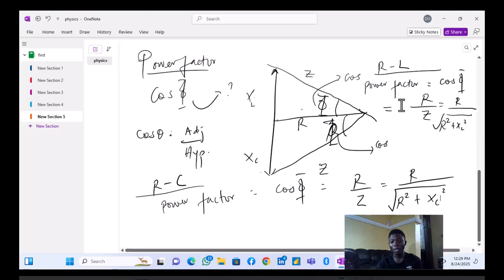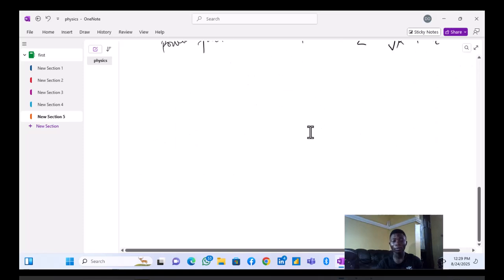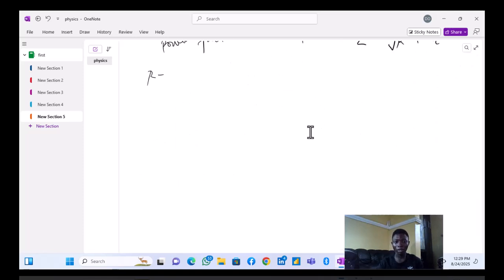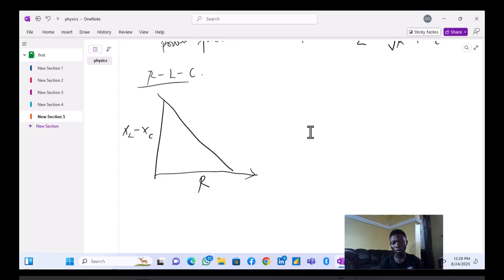Okay, so what about an RLC circuit? For an RLC circuit, we have the power factor. So I'll draw the RLC circuit. Don't forget the simplified RLC circuit that we drew the other time. R, this is XL minus XC. And then this hypotenuse is the Z. So we said that the angle between this Z and this is the phi.